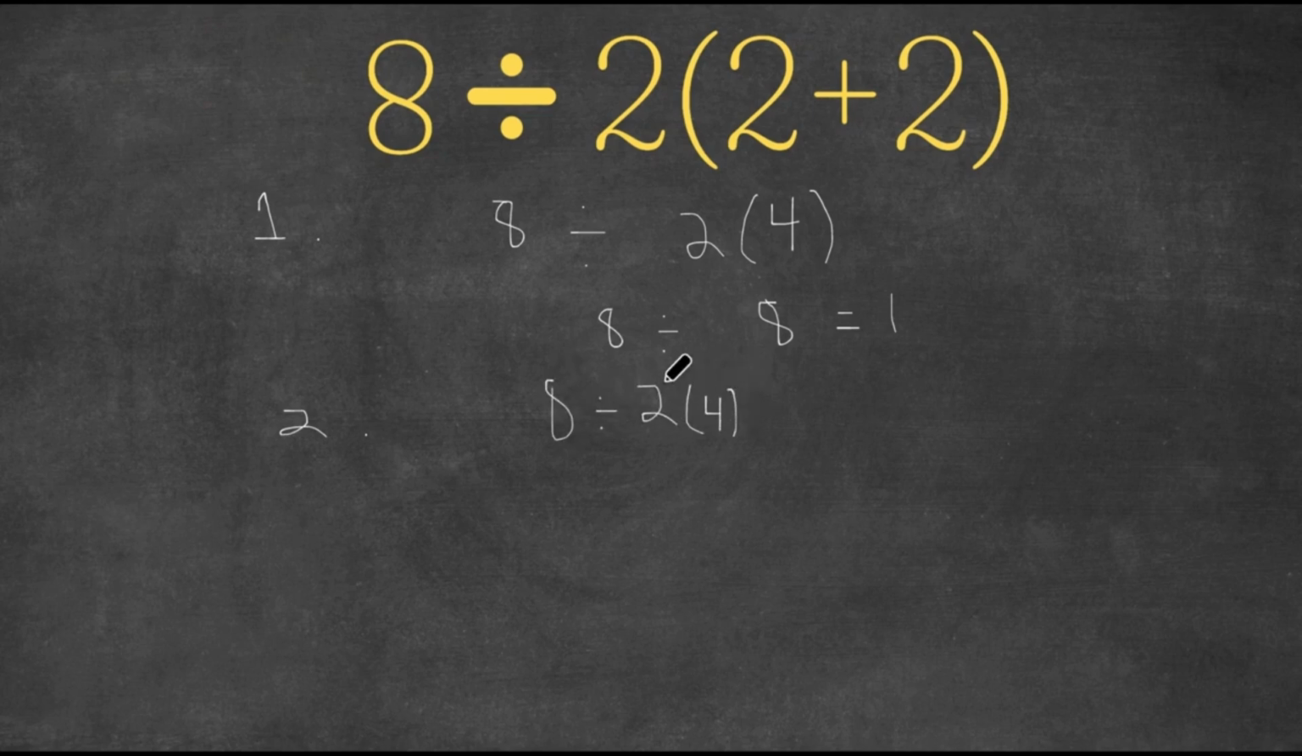you should first divide the 8 and the 2. So 8 divided by 2, as we all know, is 4. So then we would do 4 times 4, and this would give us 16. So 16 and 1 were the answers that caused a whole argument.